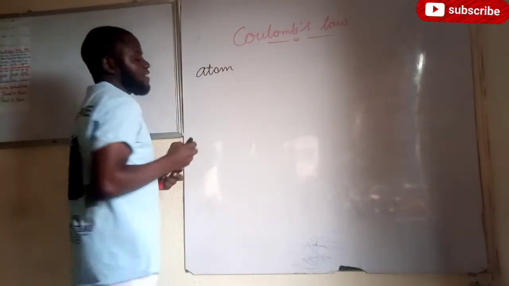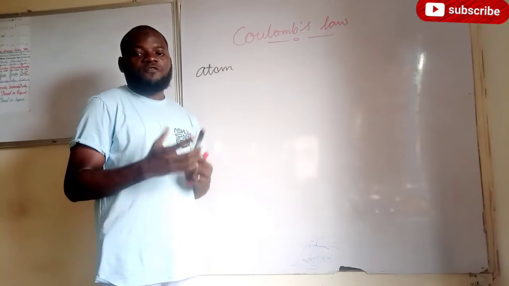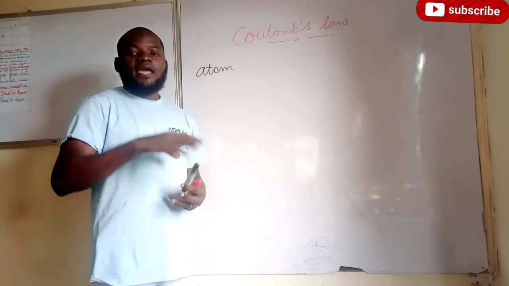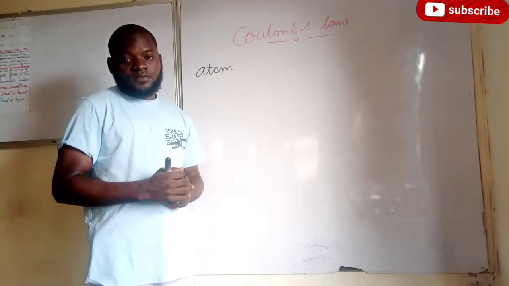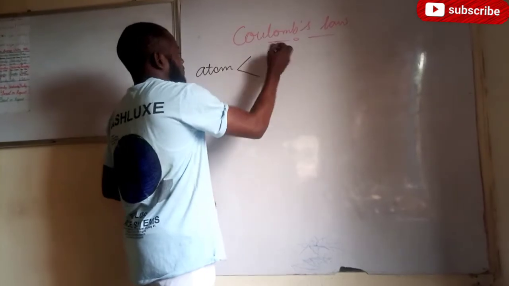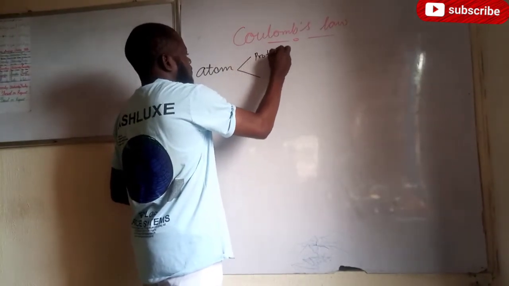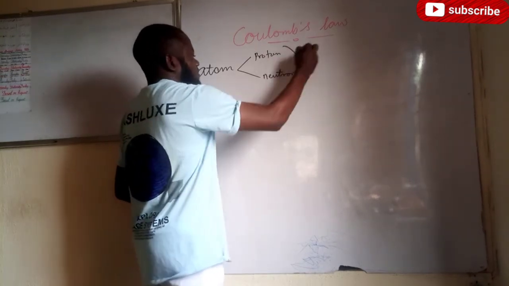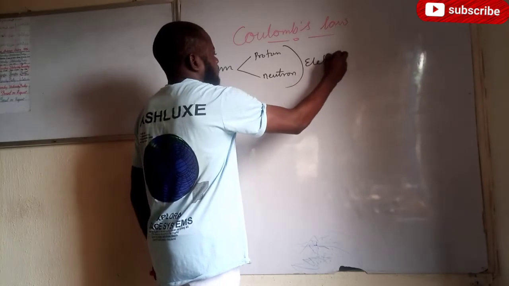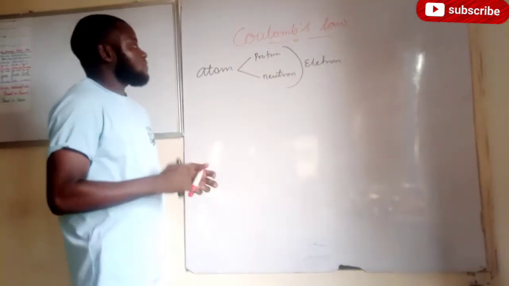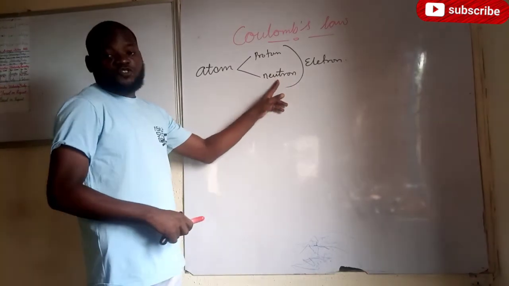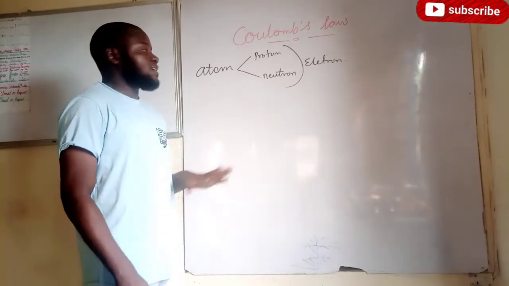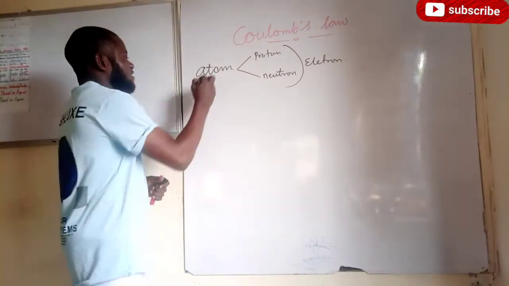When you talk about atom, it is made up of nucleus, and the nucleus is made up of proton and neutron, while electron is revolving around it. So we have proton, neutron, and around this is what? Electron. So in an atom, we have proton, we also have neutron in it. Then we have electron. But if you remember, we said an atom is electrically neutral.